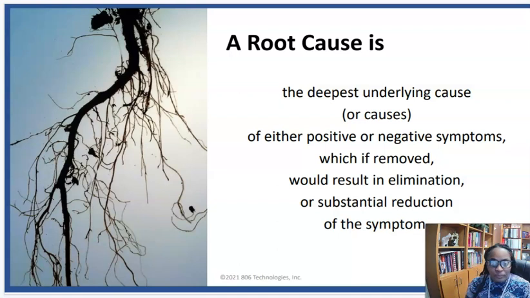So again, a root cause is just the deepest underlying cause of either positive or negative symptoms, which if removed would result in an elimination or substantial reduction of the symptom. Okay, so if we were actually able to address this root cause, and we have action steps to address it, we know that it could positively or even negatively affect the campus as well.